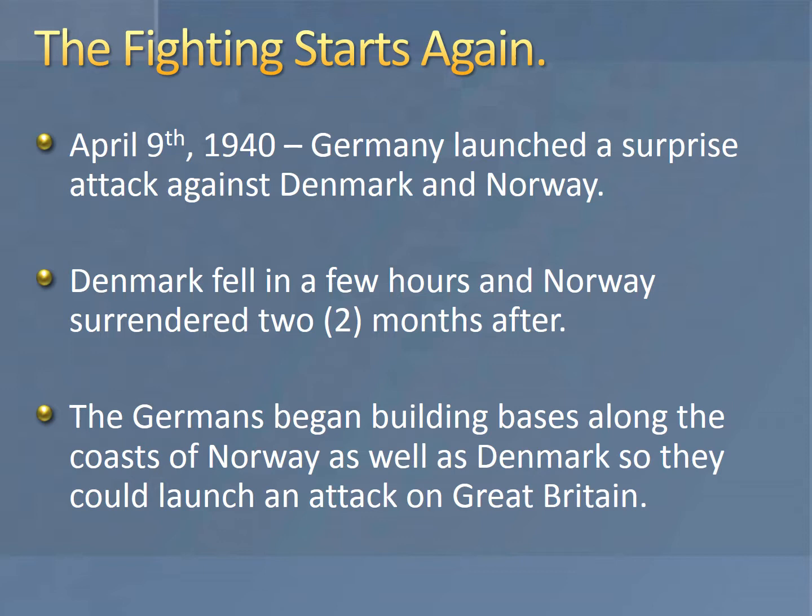Okay, the fighting starts again. April 9th, 1940, Germany launched a surprise attack against Denmark and Norway. Denmark fell in a few hours, and Norway will surrender 2 months after that. The goal of this is that the Germans want to build bases, and they do begin to build bases along the coast of Norway as well as Denmark, so they can launch an attack on Great Britain.